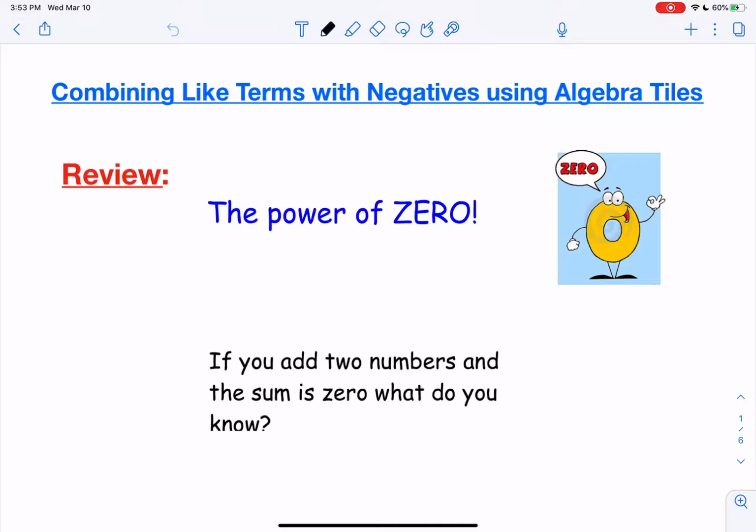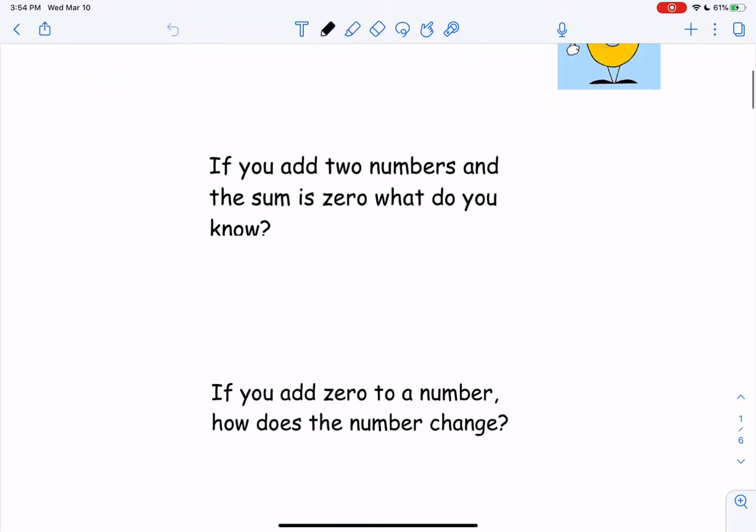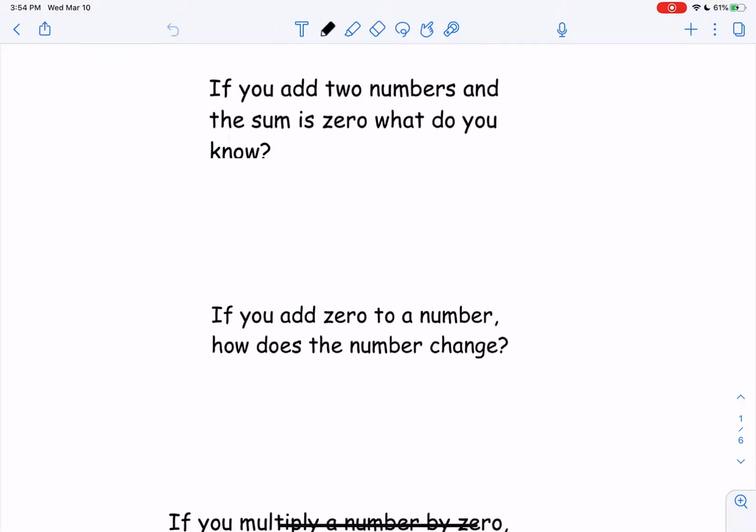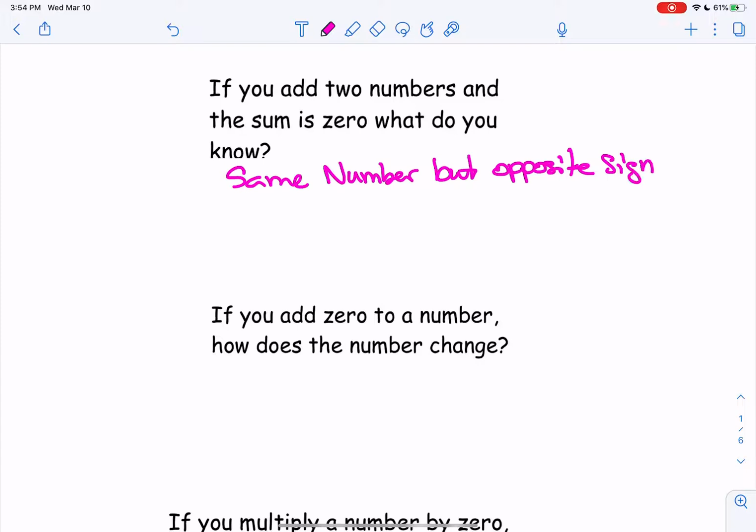Today we're looking at how to combine like terms that have negatives, and we're going to be using algebra tiles. But first I want to review the almighty and powerful number 0. Okay, so if you add two numbers and the sum is 0, what do you know? Well, we know that they are the same number but opposite signs. For instance, if we have 1 plus a negative 1, it would equal 0.